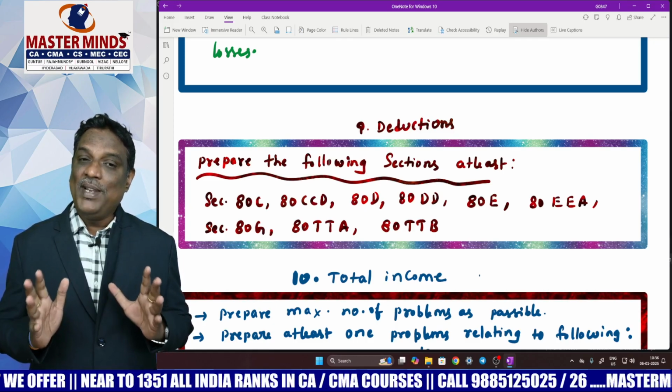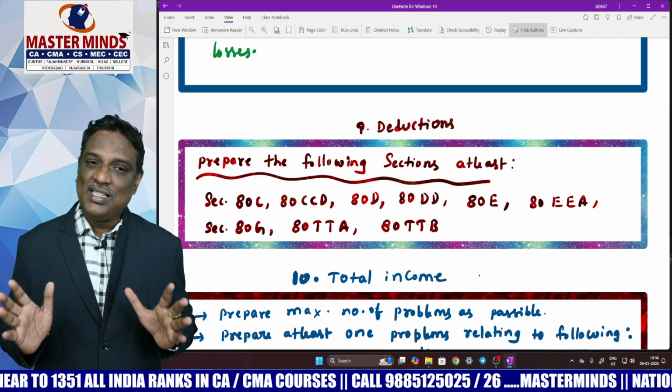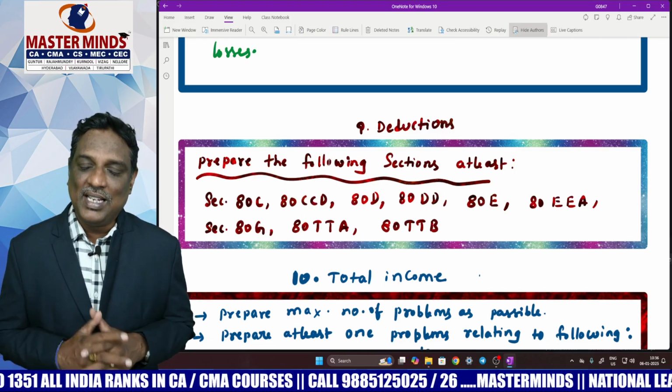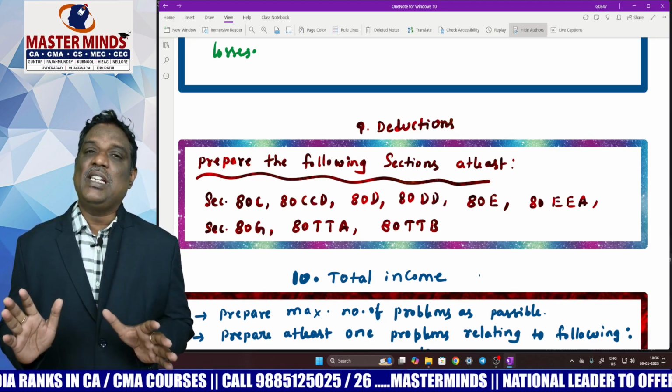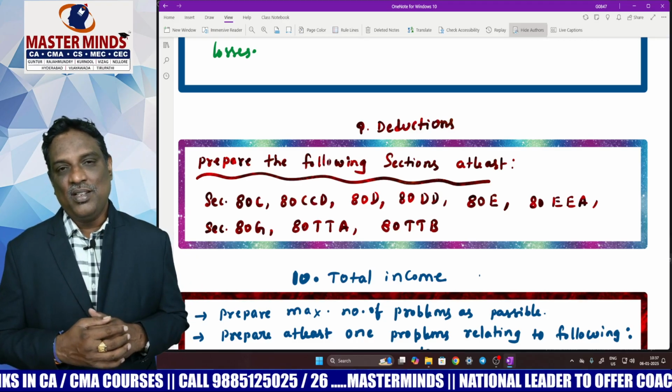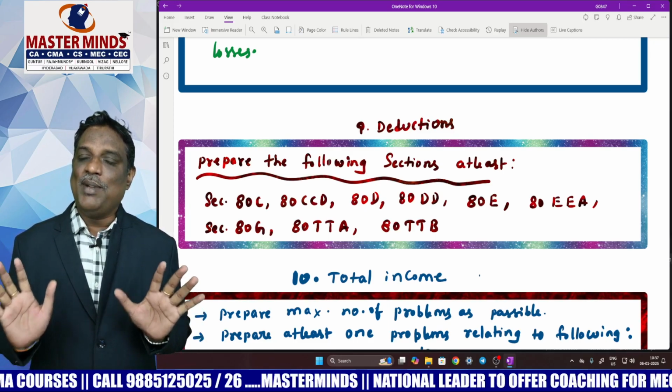There are many sections in the deductions chapter, but please concentrate on these sections mandatorily, as your first priority. If you have time and interest, you can add some other sections. But as per my suggestion, it is better to at least prepare these sections mandatorily.